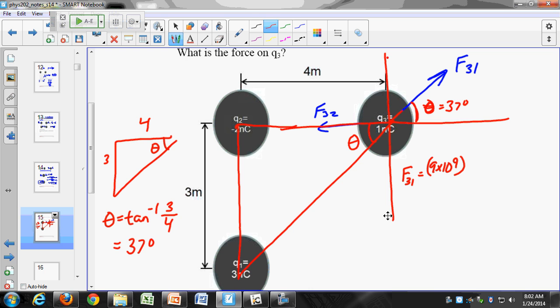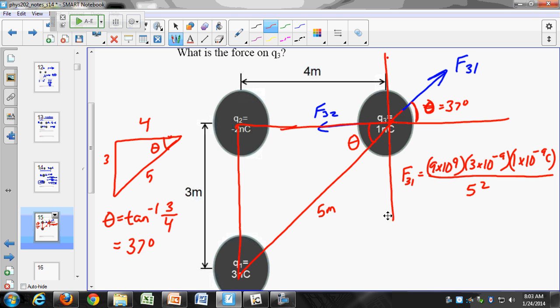We need Q1, which is 3 nanocoulombs. Q3, which is 1 nanocoulomb. That's 10 to the minus 9 coulombs. Divided by the distance squared. This is 5 meters, so it's over 5 squared. I got that 5 meters because it's a special triangle. It's a 3, 4, 5 triangle.